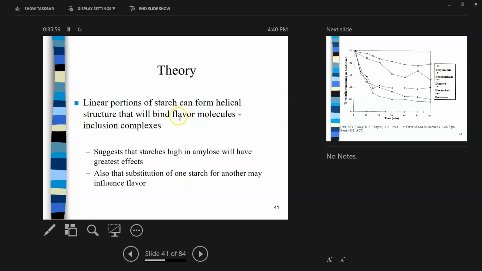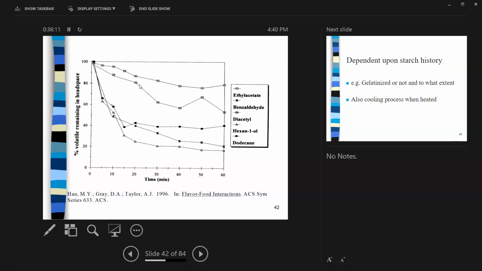And that discussion kind of comes here, linear portion. So starches high in amylose will have the greatest effects. Those starches that are lower in amylose probably have less effect upon your flavor system. This one I kind of like too. That's from Andrew Taylor, again, 1996.